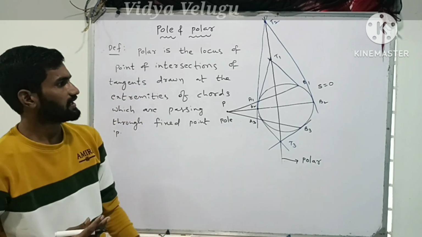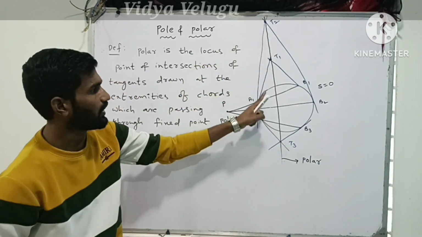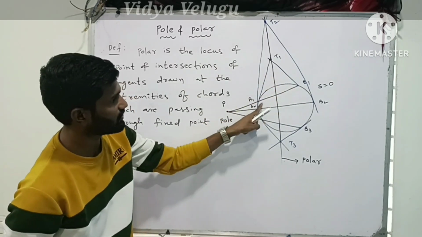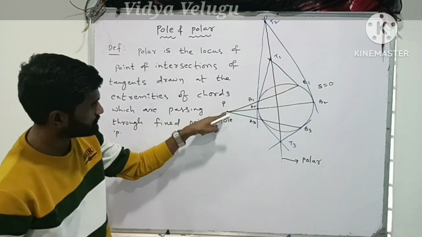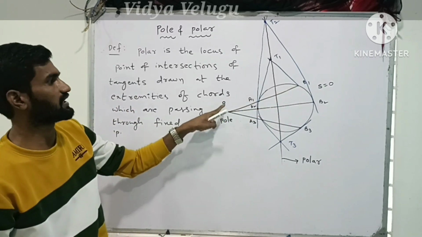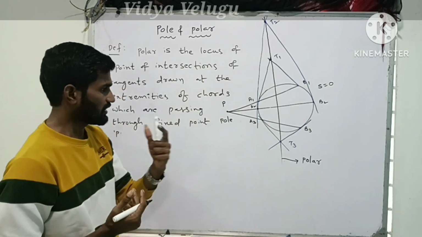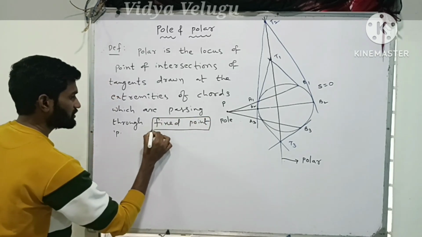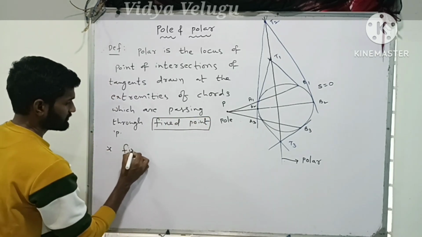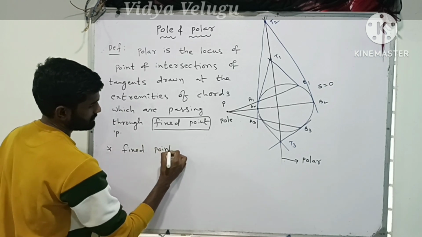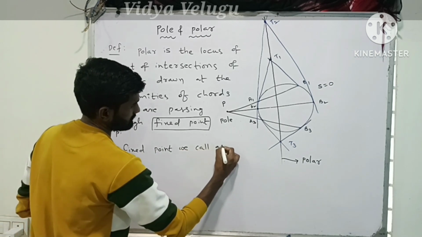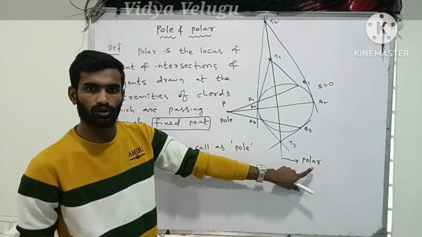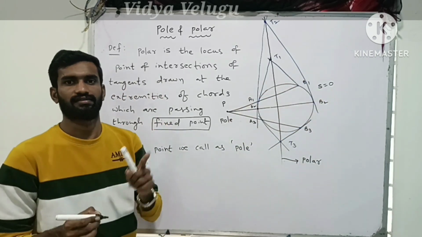What is polar here? It is the locus of the point of intersections of tangents drawn at the extremities of chords which pass through point P. That is nothing but our polar, right? Now what is this fixed point we call? This fixed point we call the pole with respect to this polar for this circle, right?